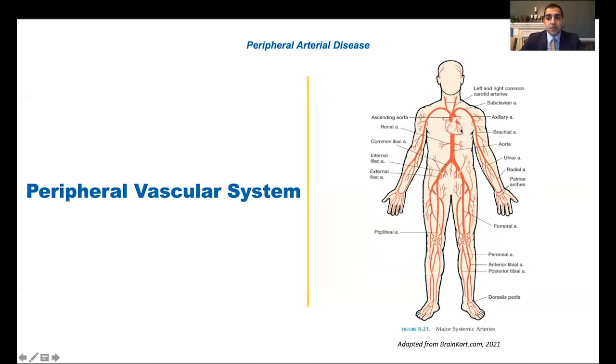So this is a picture of the heart here and a large vessel called the aorta that takes the oxygenated blood pumped from the heart all across the body, from the tip of your head to the tip of your toes. For the purposes of our conversation today, we'll refer to this as the peripheral arterial system and talk about that in detail. We'll also specifically focus on the lower extremities and the arterial system supplying that.